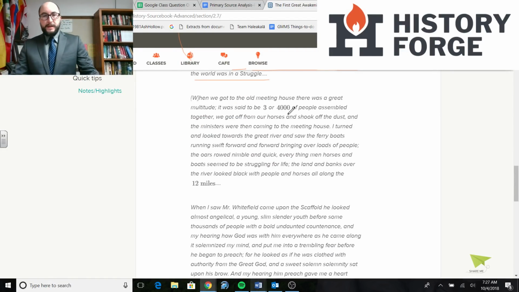When we got to the old meeting house, there was a great multitude. It was said to be 3,000 or 4,000 people assembled together. We got off from our horses and shook off the dust, and the ministers were then coming to the meeting house. I turned and looked towards the great river and saw the ferry boats running swift forward and forward, bringing over loads of people. The oars rowed nimble and quick. Everything, men, horses, and boats seemed to be struggling for life.